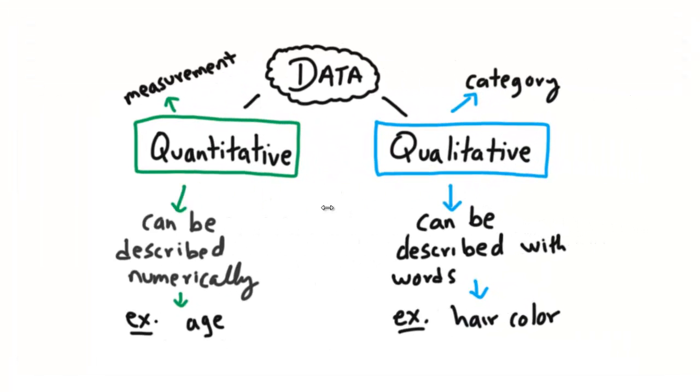Hi everyone, for this lesson we'll take a look at samples and surveys. The first thing we're going to look at is the type of data. There are two types. One is quantitative, which is right here, the green box. That type of data can be described numerically, for example, your age. You can think of it as data that involves measurements.